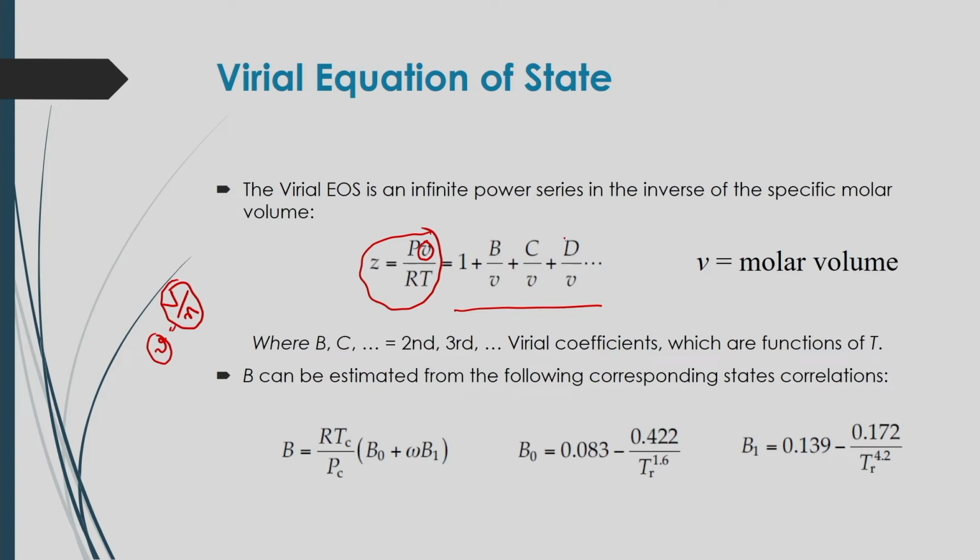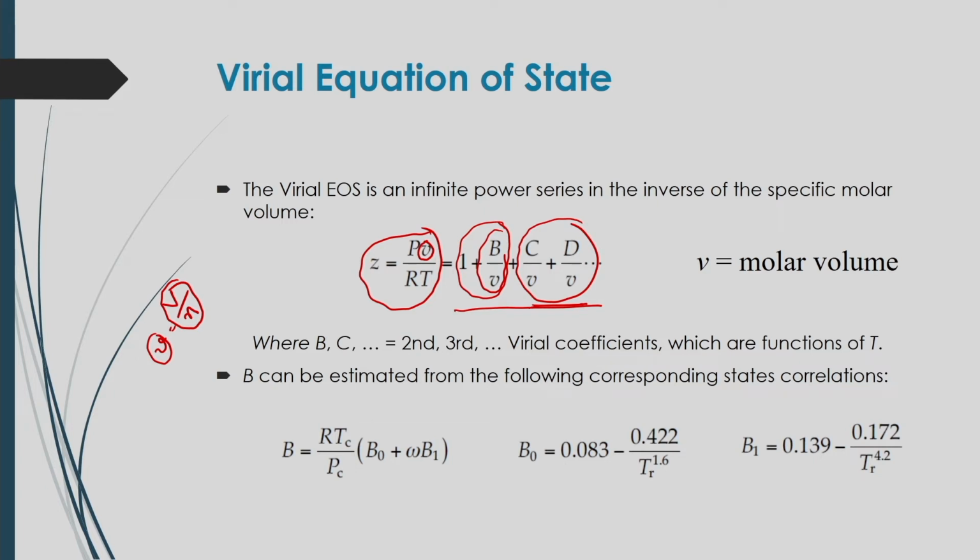You will see that the C and D values are relatively smaller compared to the second virial coefficient. So accordingly, if we neglect these two terms on the right-hand side, the remaining portion is 1 plus B by V. From this 1 plus B by V you can directly calculate the compressibility factor Z.